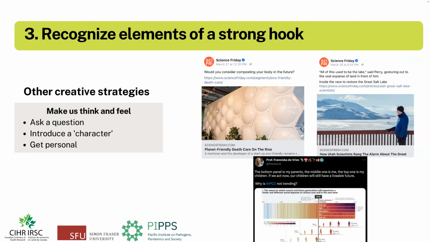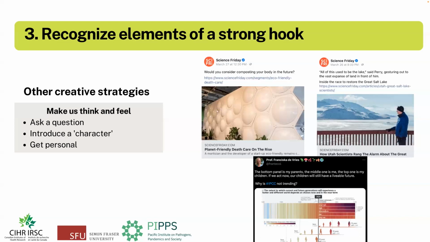On the right, the Facebook post is promoting a Science Friday radio episode that starts with introducing us to a character. "All this used to be the lake," said Perry, gesturing out to the vast expanse of land in front of him. What happened to the lake? Who is Perry? We are attracted to human stories, and this has intrigue. It leaves us hanging and wanting to find more.